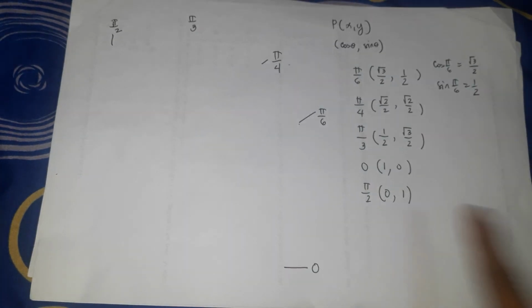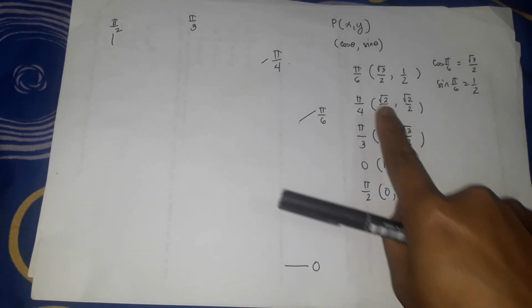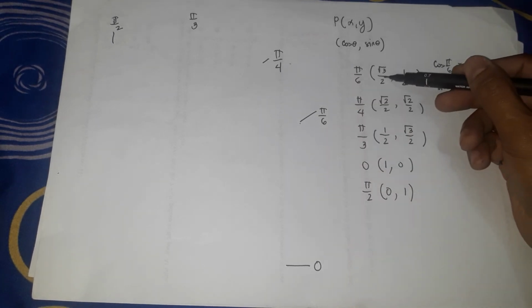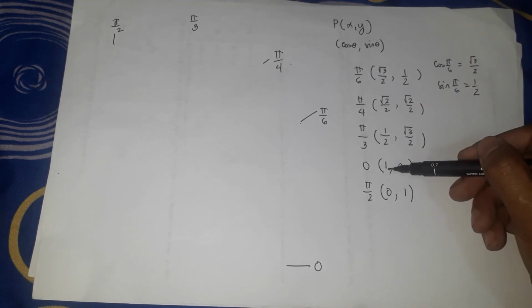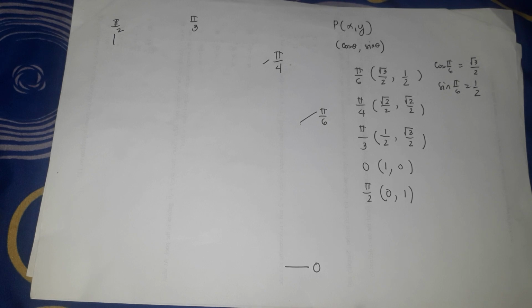So technically, on the second quadrant, the angles will be 2 pi over 3, 3 pi over 4, and 5 pi over 6. So the x coordinates, square root of 3 over 2, square root of 2 over 2, 1 half, will receive the negative sign because cosine on the second quadrant is negative. On the third quadrant, both are negative, and on the fourth quadrant, only the y coordinates will receive the minus sign.